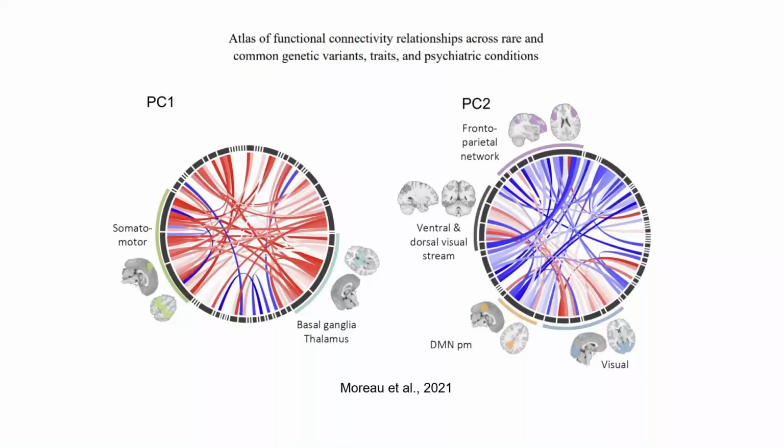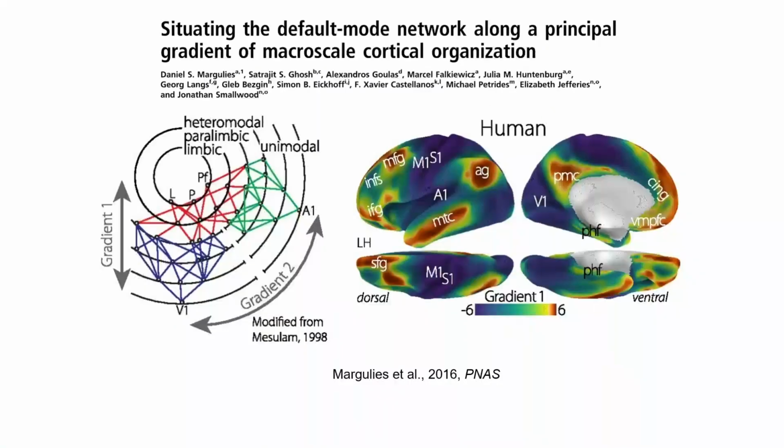Looking at these results, we hypothesized that there might be a simpler underlying principle for how these rare variants are reorganizing the brain's functional organization. And maybe we're missing it because we're not looking at the right representation of this data. So now, introducing gradient connectome analysis.